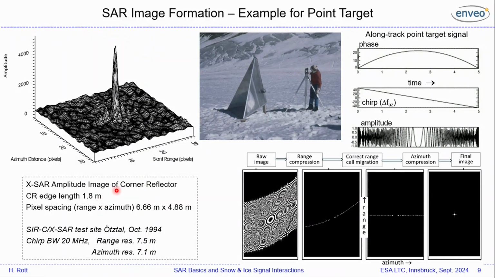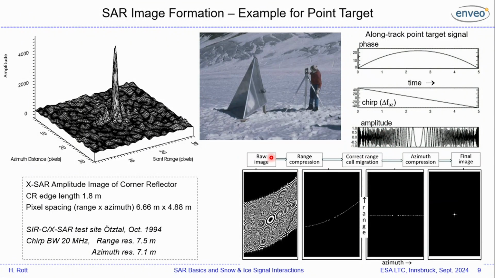We didn't carry this up. This was a helicopter, at least. The pixel spacing in this case is 6.6 times 4.8 meters, and this had a chirp bandwidth of 20 megahertz. And you can see the phase along track. This is a signal variation. This is a chirp in azimuth. And this is the variation of the amplitude.